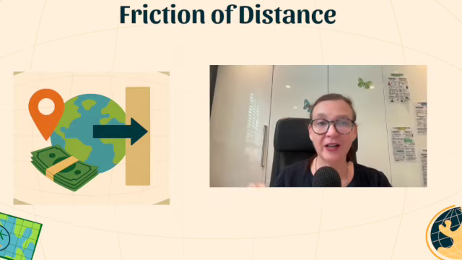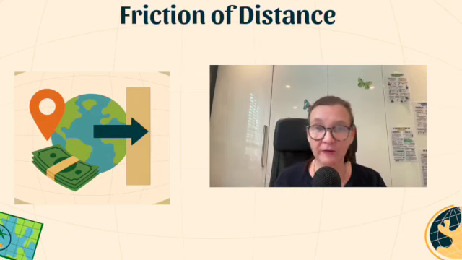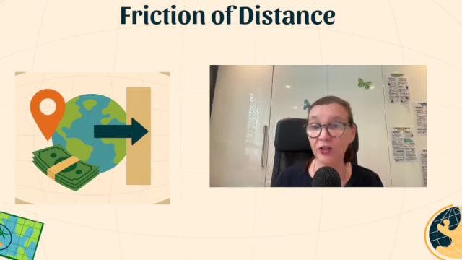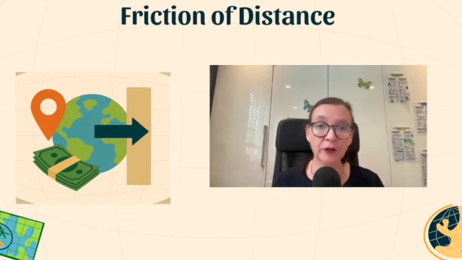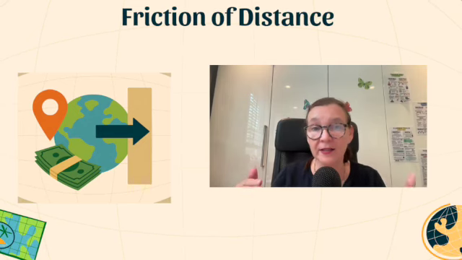Next up, friction of distance. This is another key concept in human geography. Friction of distance refers to the cost in time, money, or effort of moving people, goods, or information from one place to another. The further the distance, the more friction or resistance you face when trying to connect these locations.